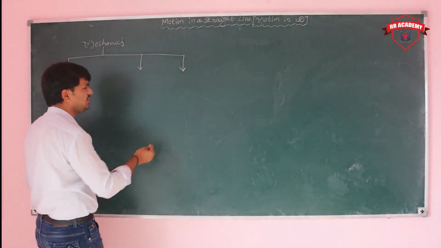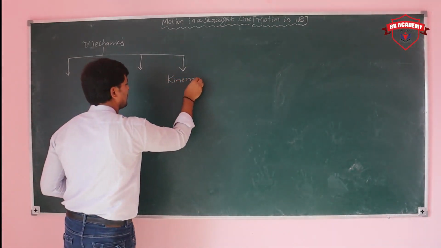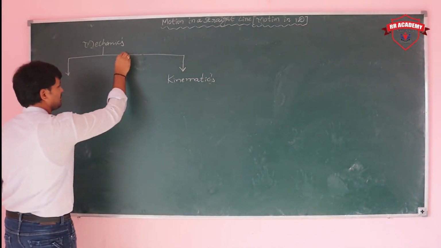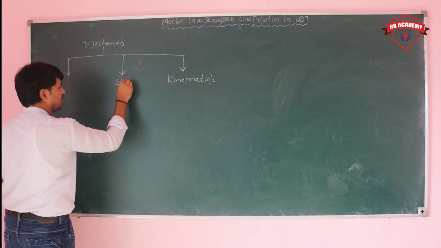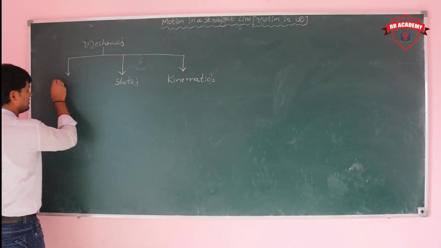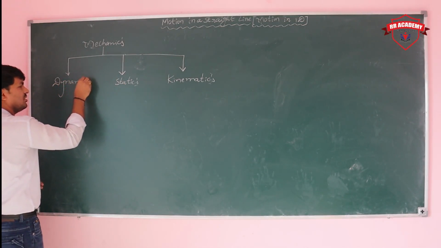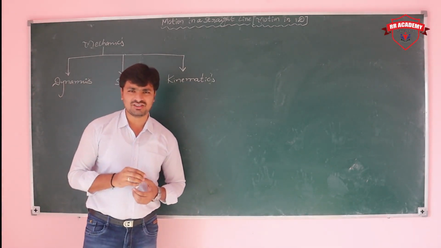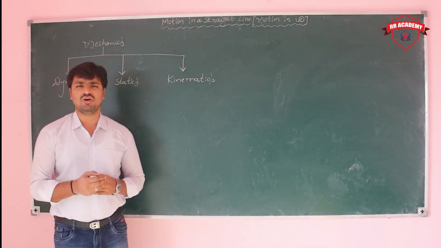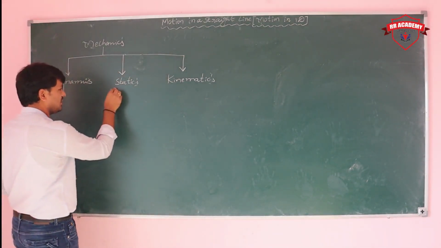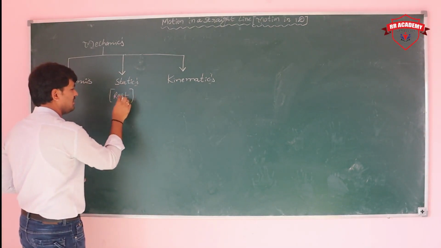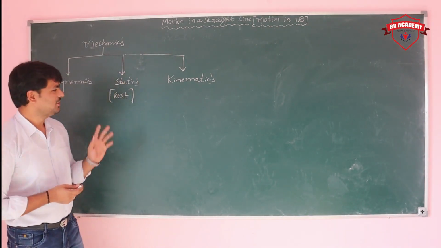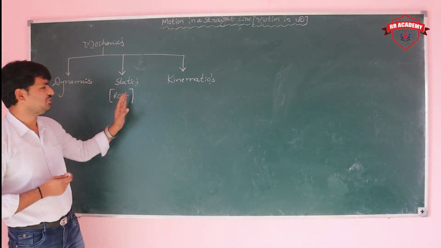This mechanics can be divided into three types. First one, kinematics. Second part, statics. And then dynamics. Actually, first we can say statics. Statics is a branch of mechanics which deals with the bodies which are under rest condition. Whatever bodies are at rest is completely discussed in statics. But we are going to the motion topic, so we are not going to discuss this.